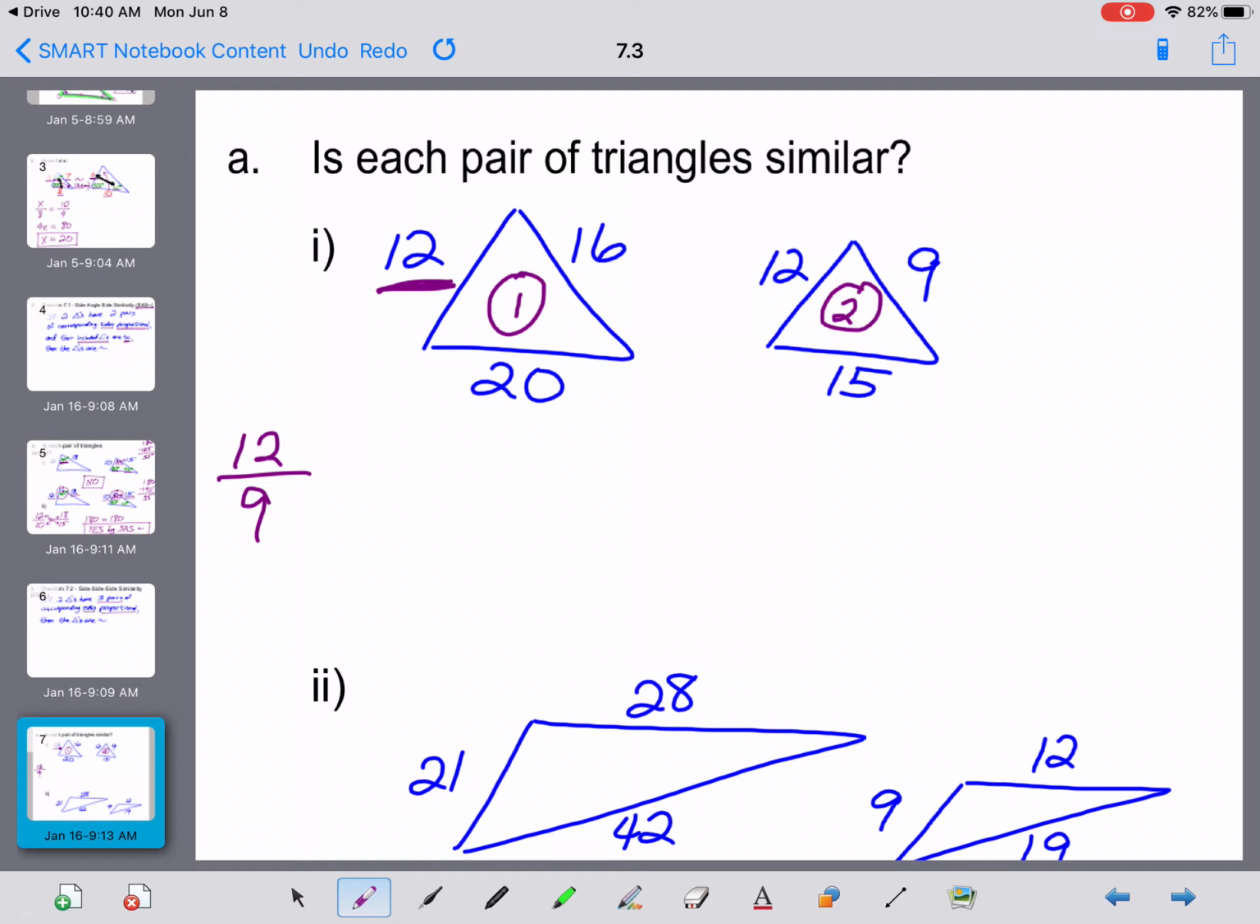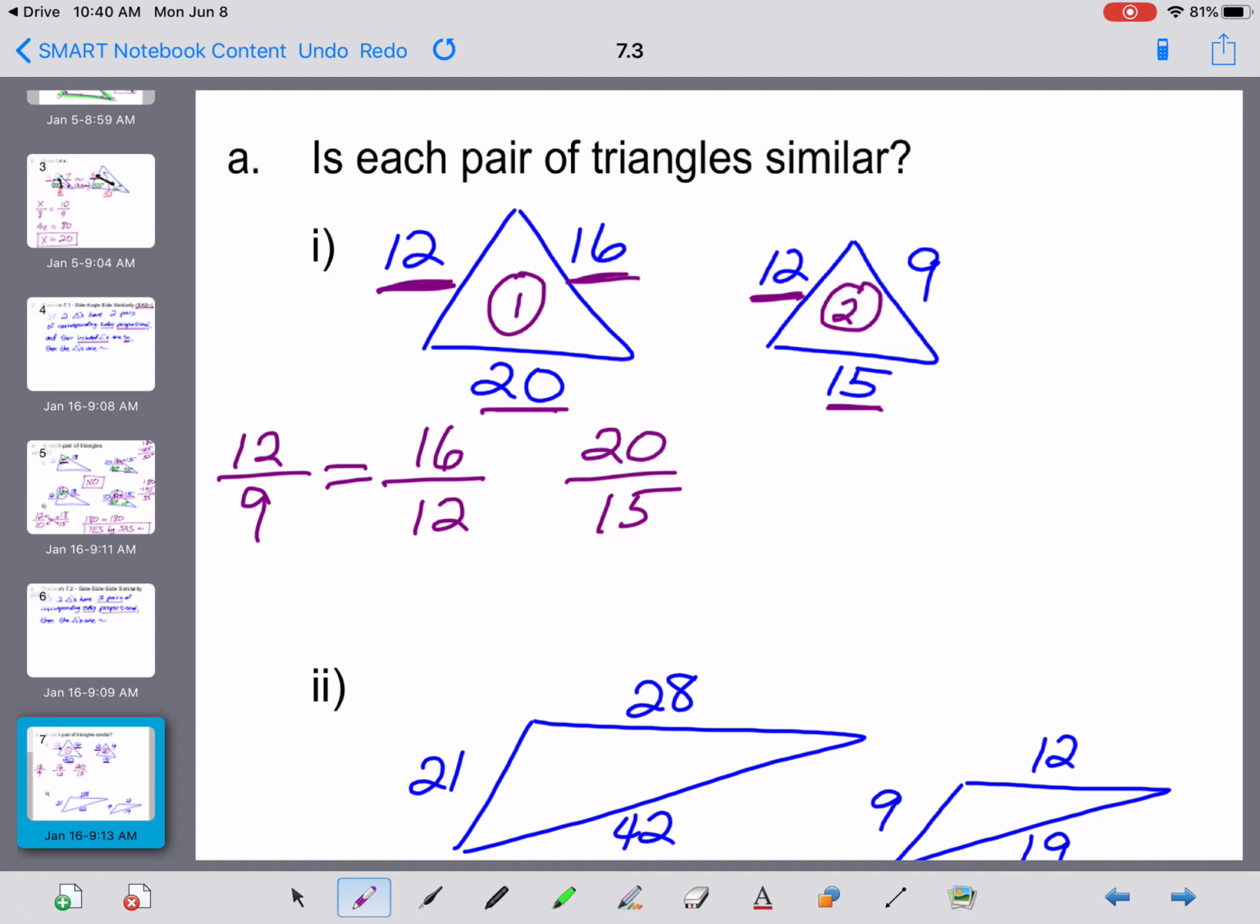Let's go middle. The middle side in the first triangle is 16. That would have to correspond to the middle side in the second triangle, which is this 12 right over here. And lastly, the biggest side in the first triangle is 20. If this was going to work, that would have to correspond to the biggest side in the second triangle, which is 15.